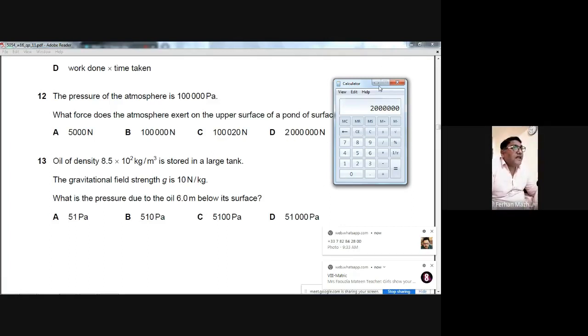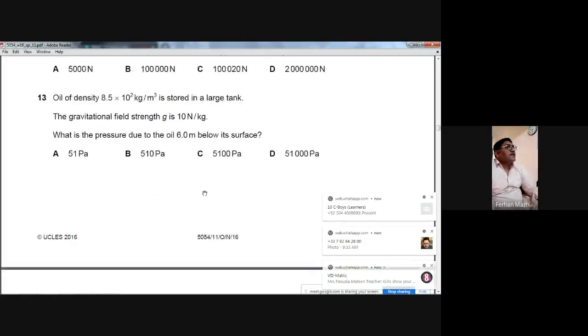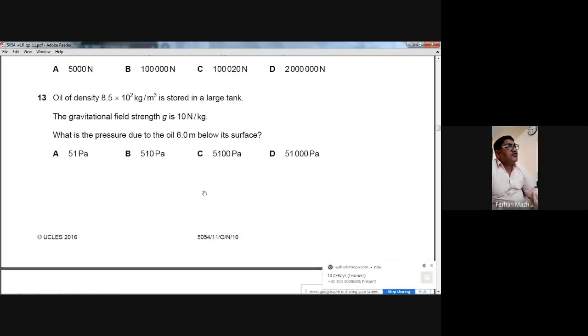And then we have the next question. Oil of density 8.5 times 10 squared kg per meter cube is stored in a large tank. The gravitational field strength g is 10 newtons per kg. What is the pressure due to oil 6 meter below its surface?